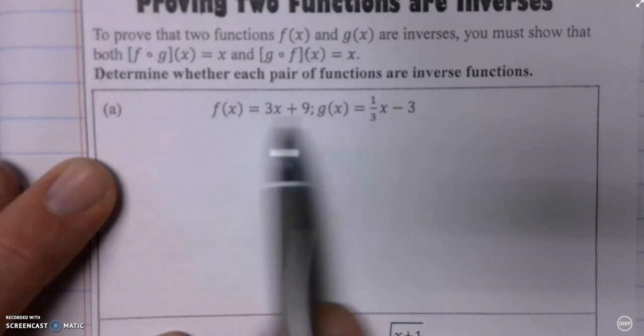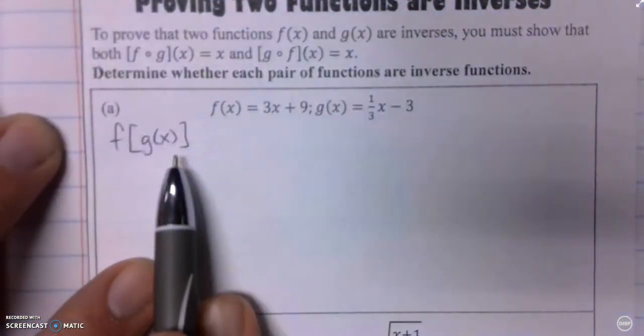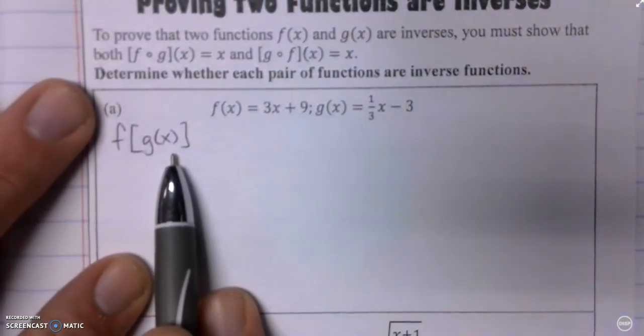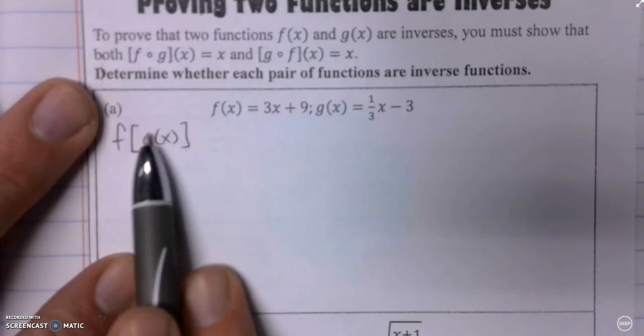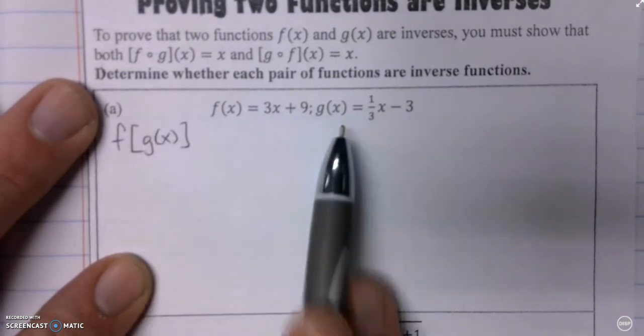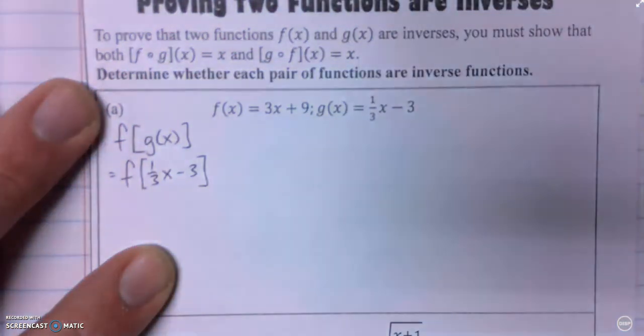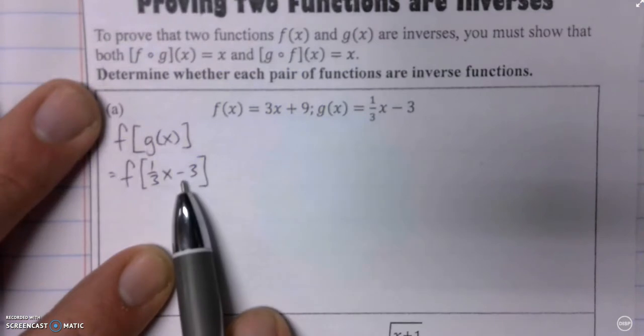So I've got these two functions. Essentially, this is not unlike a problem that we worked together on Monday. So let's start with f of g of x. I prefer to write it this way because I think it's simpler to see what you're doing. And I'm going to replace g of x with its rule. So f of g of x is f of 1/3 x minus 3. All I did was replace g of x with its rule.